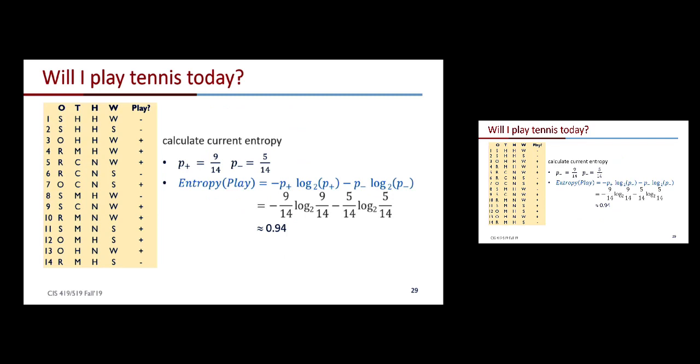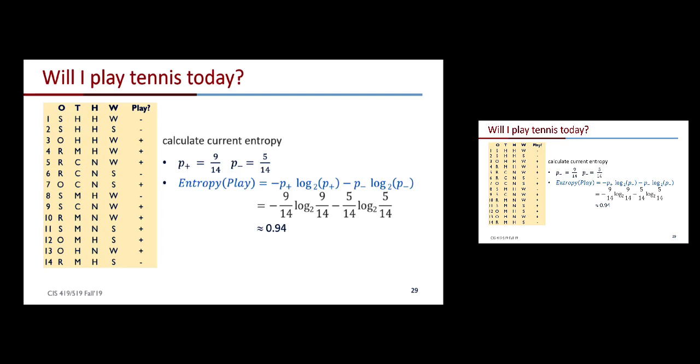First of all, let's start by computing the entropy of the whole set, of the label play. As I said, we have P plus is 9 over 14, P minus is 5 over 14. The entropy is pretty large, 0.94. So that's where we start from.